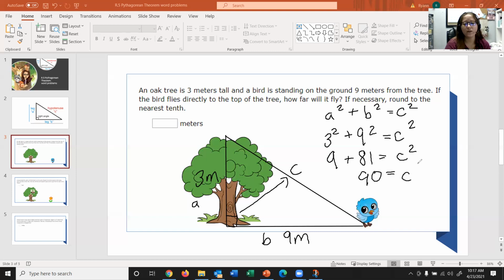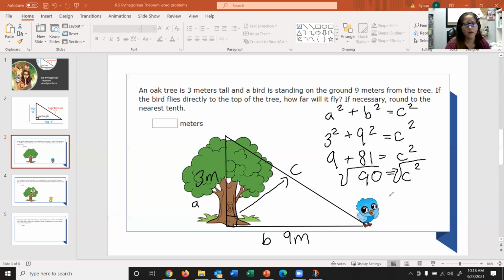It looks like we're almost finished, but we still have that c with that exponent. So in order to get c by itself, we have to do the inverse operation of squaring a number, which is to find the square root of that number. And anything we do to one side of the equal sign, we have to do to the other. You can also use estimation to figure out where the square root of 90 is going to be. We know that the square root of 81 is 9, and the square root of 100 is 10. So 90 is somewhere between 81 and 100, which means the square root of 90 is going to be somewhere between 9 and 10.